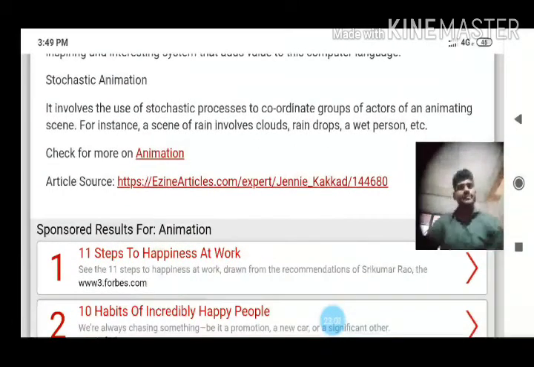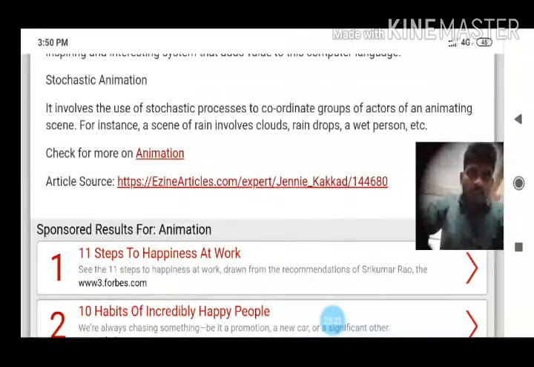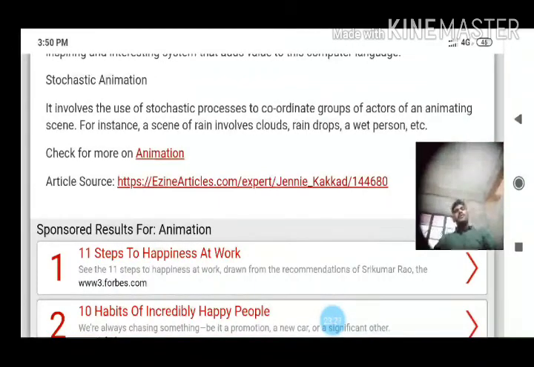The last one, stochastic animation. It involves the use of stochastic processes to coordinate groups of actors in an animated scene. For instance, a scene of rain involves clouds, raindrops, a wet person, etc. What is stochastic animation? Simple. It involves the use of a stochastic process that coordinates groups of actors in an animated scene. A group of actors.